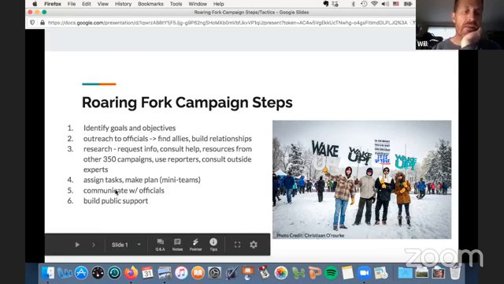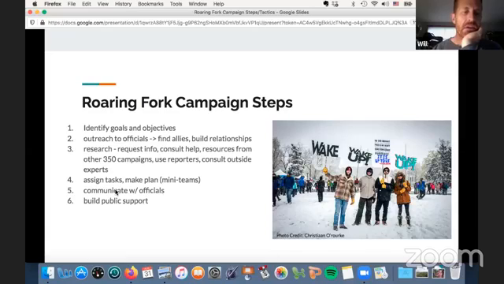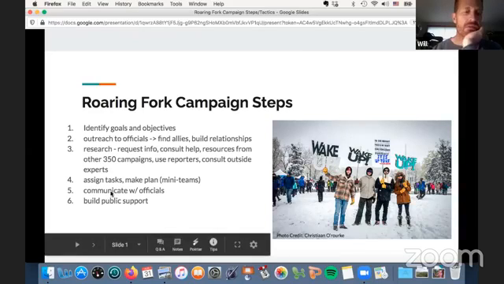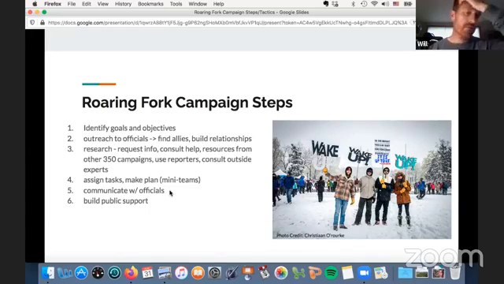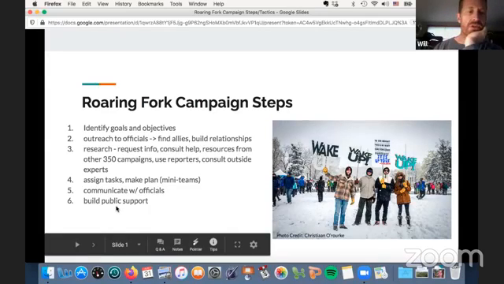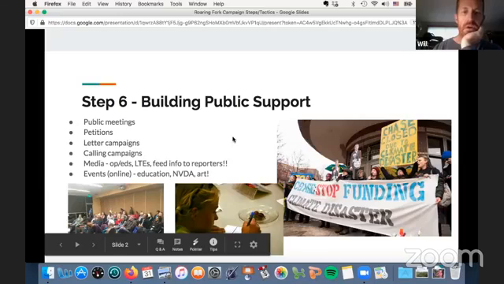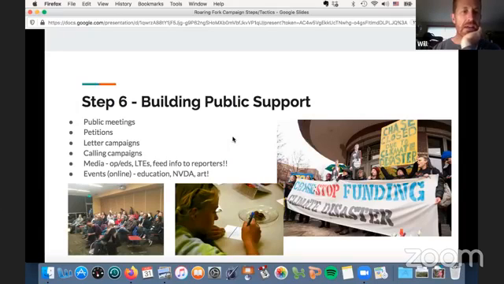And then it sounded like the majority of Barbara's campaign, or the Denver campaign, was just communication with officials and scheduling meetings and preparing for your meetings and a lot of emails. And the last step is building public support, which is going to flow onto my next slide here.